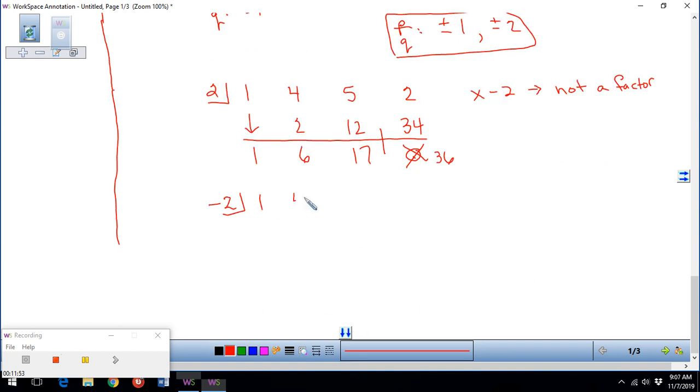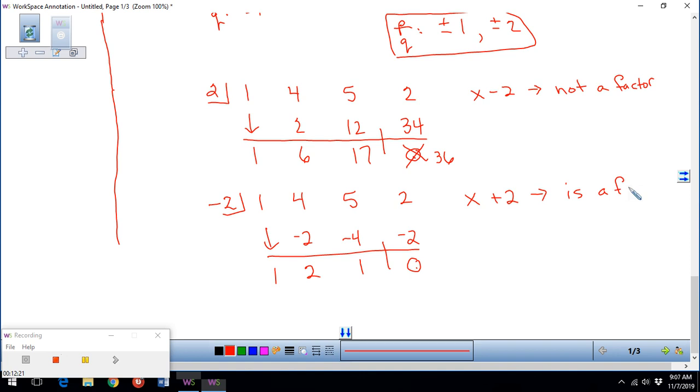If I try negative 2, using the same 4 coefficients, bring down the 1, 1 times negative 2 is negative 2, 4 plus negative 2 is 2, 2 times negative 2 is negative 4, 5 plus negative 4 is 1, 1 times negative 2 is negative 2, 2 plus negative 2 is 0. Success! This means that x plus 2 is a factor. So far, I know that x plus 2 goes in there. So what do I have left? Well, what I have left is x squared plus 2x plus 1.